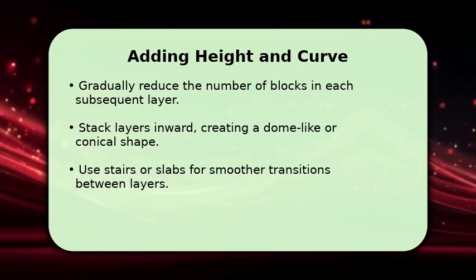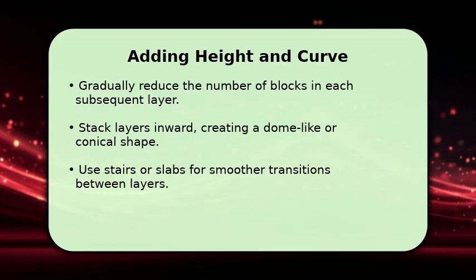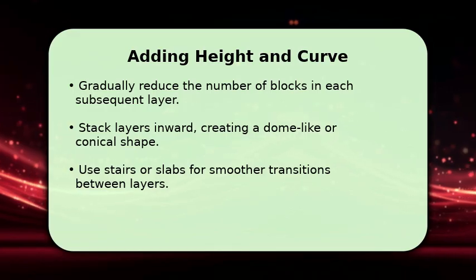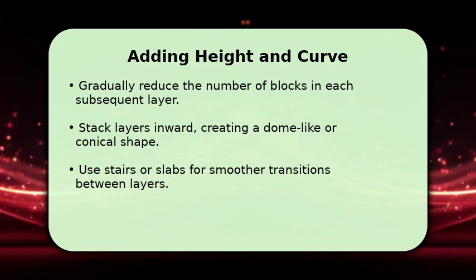Consider using stairs or slabs on the edges of your layers to achieve even smoother transitions, making your circular roof look more refined and less blocky. This step truly brings the shape to life.